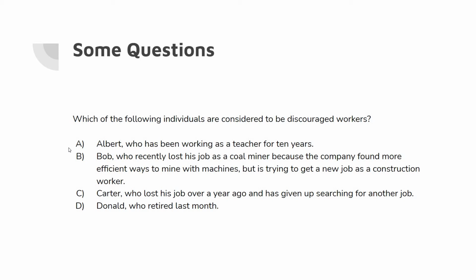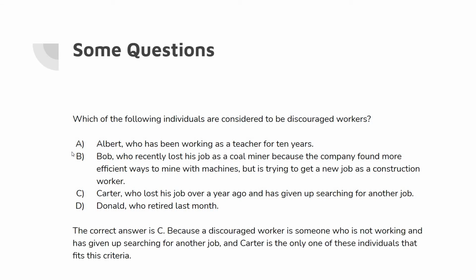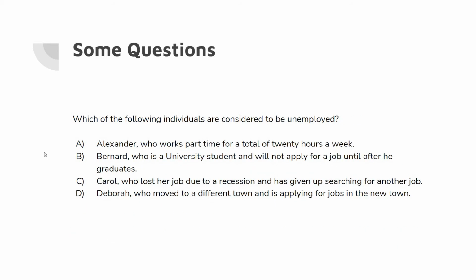And then we have Donald, who retired last month. Since Donald retired, he actually left the labor force, so he is not counted as a discouraged worker. So I think C is the correct answer. And we can see that C is the correct answer because a discouraged worker is someone who is not working and has given up searching for another job, and Carter is the only one of these individuals that fits this criteria. So another question, we have, which of the following individuals are considered to be unemployed?